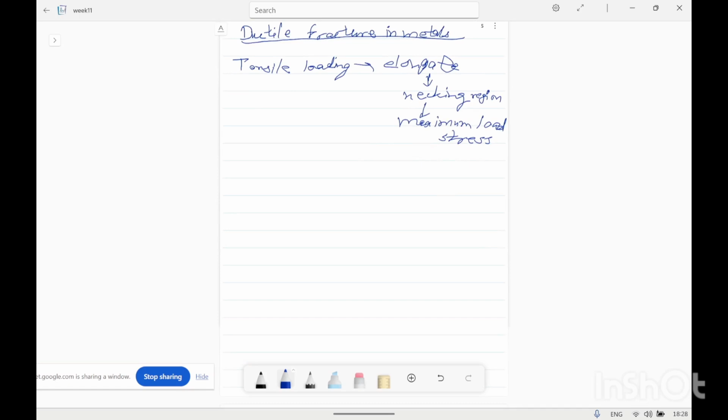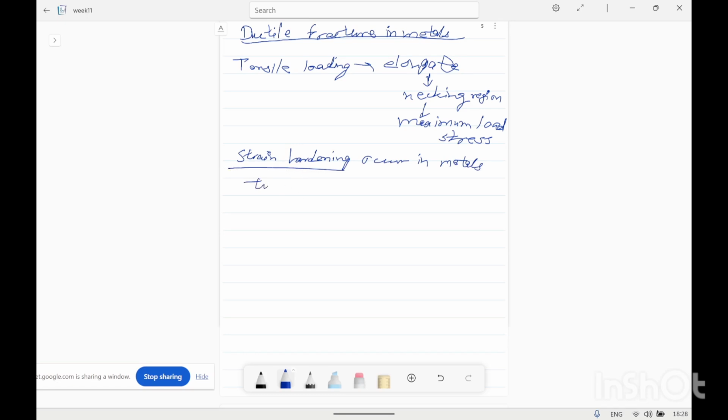Strain hardening during plastic deformation is also a very well-known behavior of metals. Strain hardening means the stress required for further deformation increases during the deformation process.